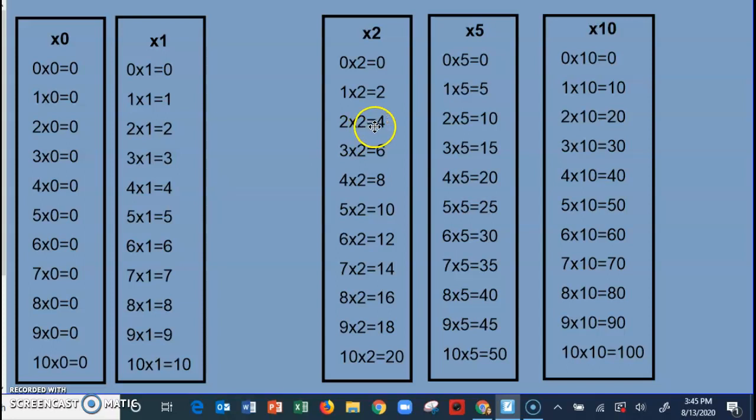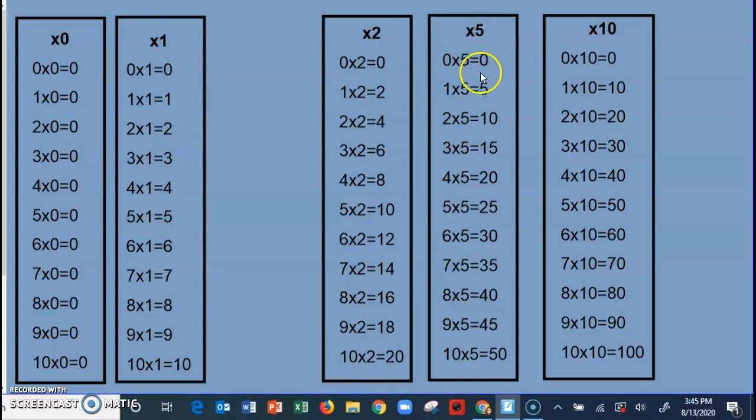Now your 2's, these are your 2's. Remember, your products with 2's go up by 2 each time. So if I want to think, oh my goodness, what's 5 times 2? Well, I can double my 5. I can say 5 plus 5 is 10. What's 8 times 2? Double my 8. 8 plus 8 is 16. Or I can think, okay, well, I need to count by 2's 8 times. And that will also get me to 16.